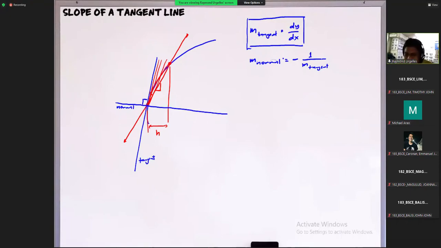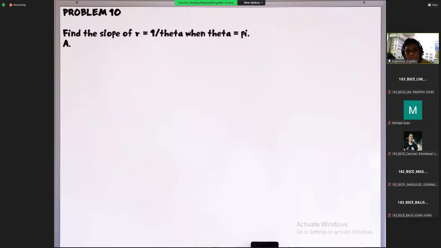Okay? So let's try some examples. Problem 10. Find the slope of r is equal to 1 over theta when theta is equal to pi. Dito, ang binigay sa atin ay isang polar curve. Pag sinabi nating polar curve, we have something like r is equal to a function of theta. Ito yung variables natin dyan, r and theta. If you're familiar with that.